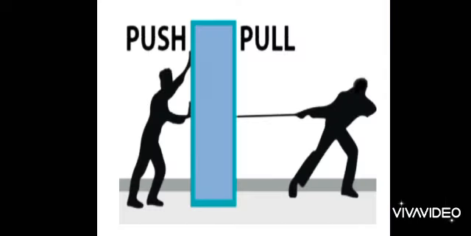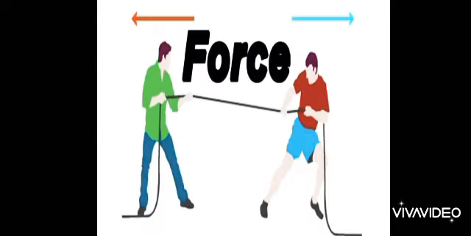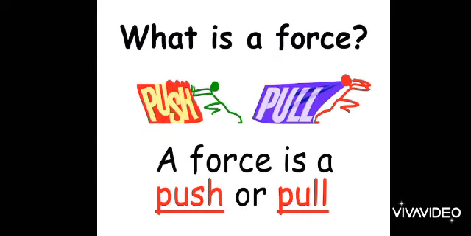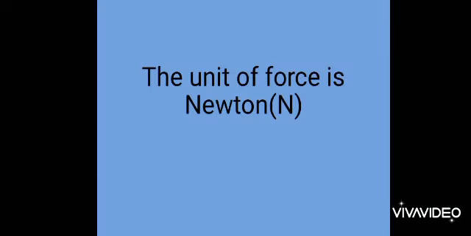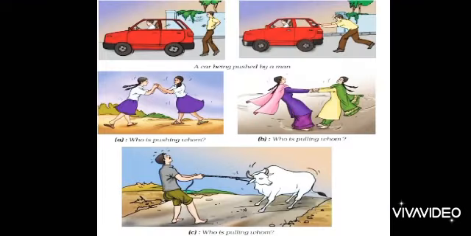In this picture, you can see that a man is pushing a box. And on the opposite side, another one is pulling the same box. That means both are applying force. So what is force? A force is a push or pull. The unit of force is Newton and is represented by the letter N.